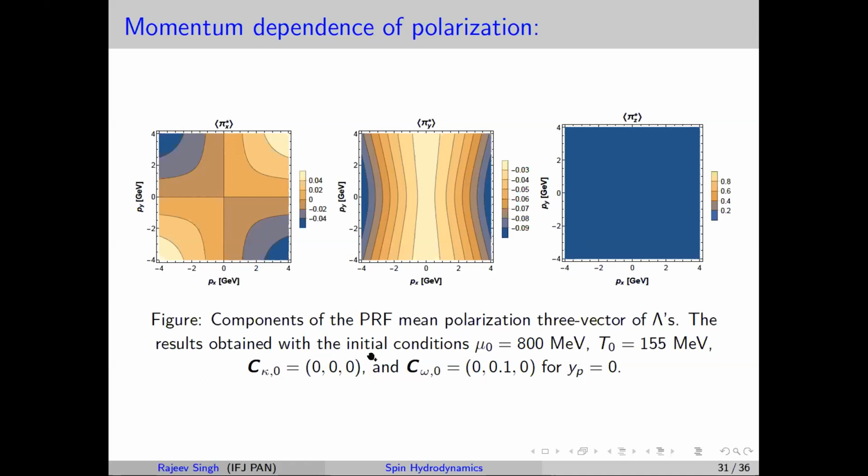So in this numerical analysis, we have assumed that all the C coefficients except C omega y are 0 initially, and the initial value for C omega y is 0.1. These are the initial values for the baryon chemical potential and temperature.